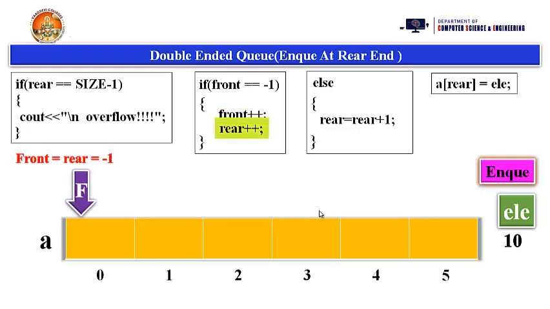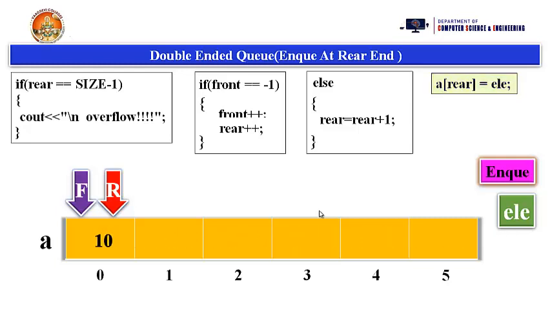It is also pointing to the 0th location. So both are pointing to the 0th location. In this position, we need to insert the value using the statement a of rear equal to ELE. So using rear, we have to insert the element here. So that is a of rear equal to ELE. So 10 will be inserted at that particular position.